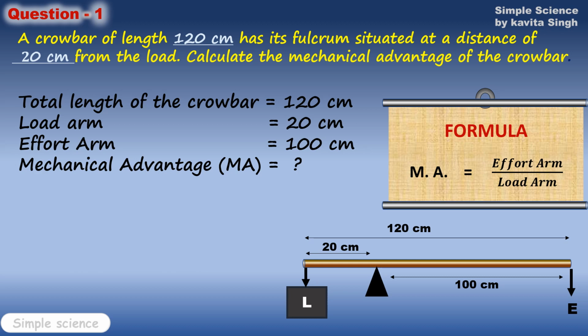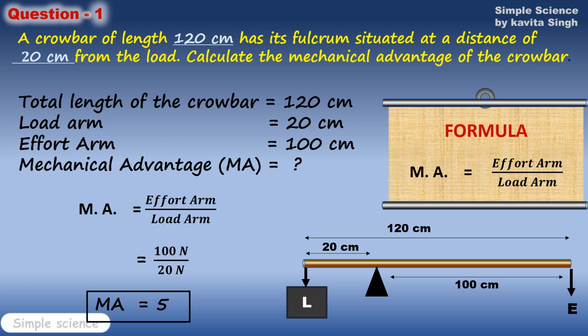Now using this formula, MA is equal to effort arm upon load arm, and substituting the values, effort arm is how much? 100 Newton and load arm is 20 Newton. So you will get MA is equal to 5.